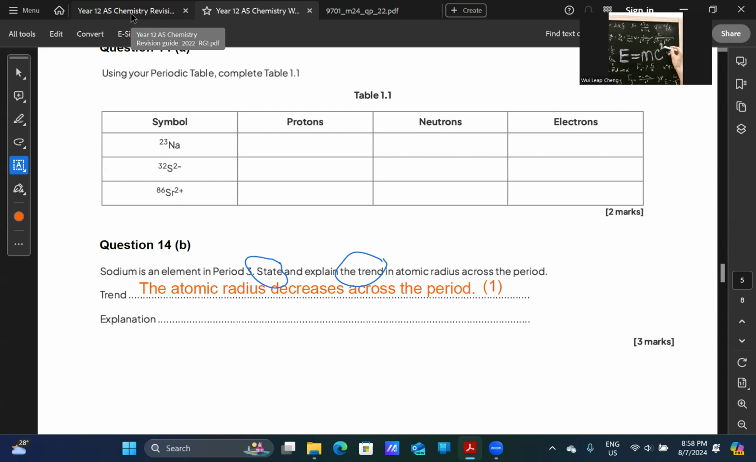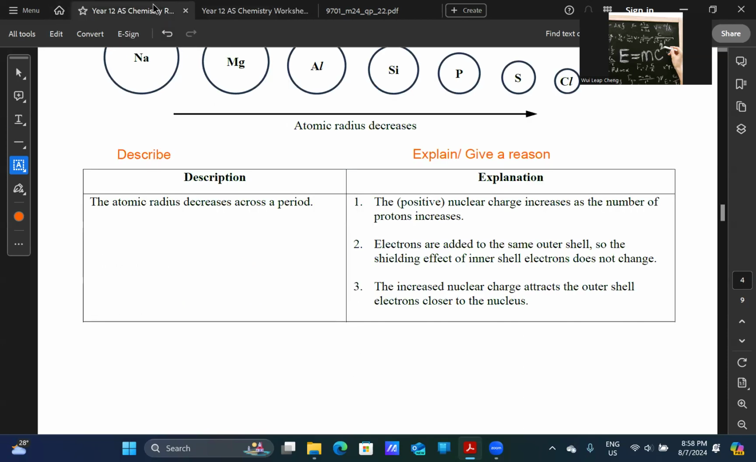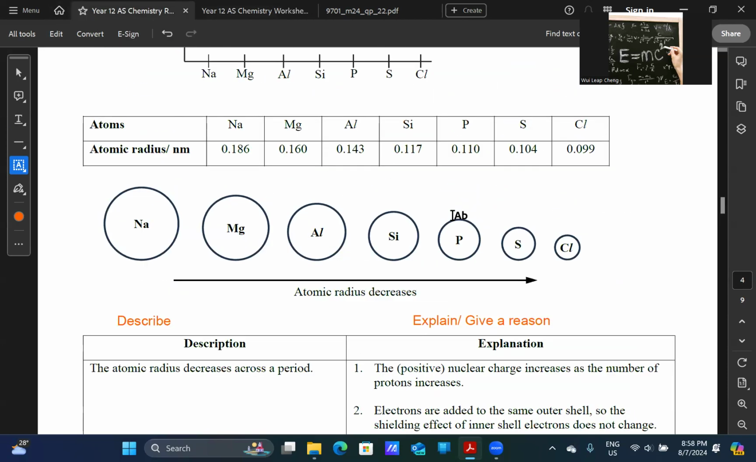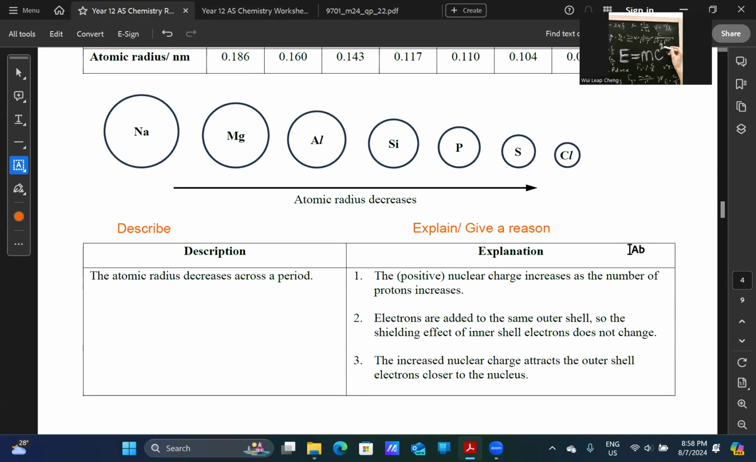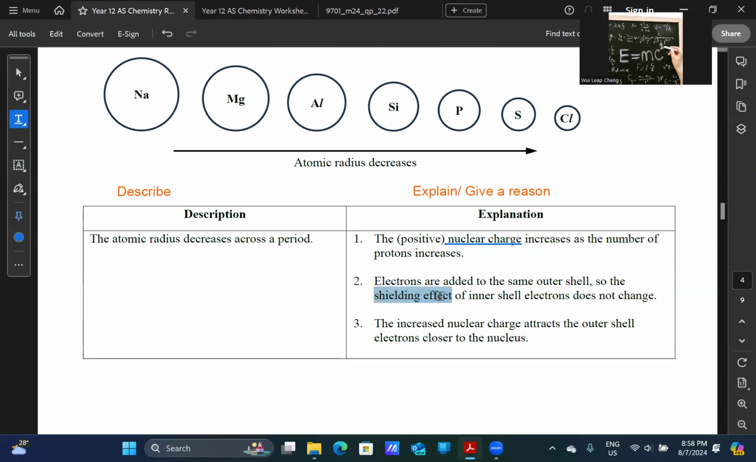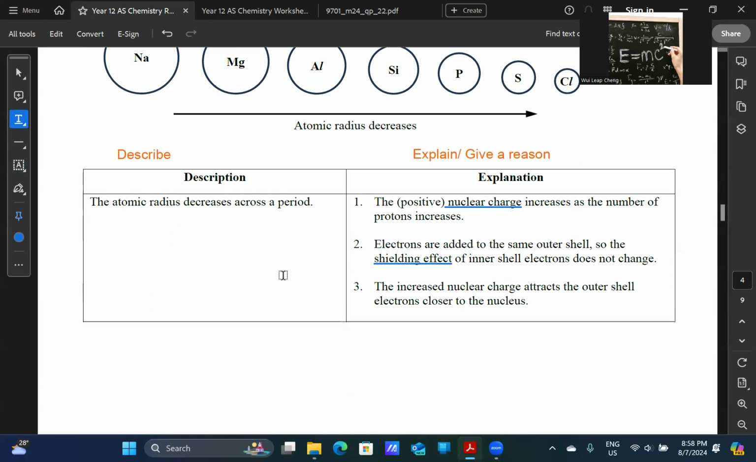Okay, I think let's go through the revision guide together here. You need to know a few terms. The first term is nuclear charge. Nuclear charge, shielding effect. Before I continue, let me discuss the meaning of the words first.